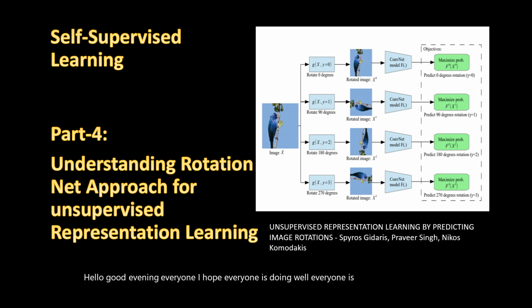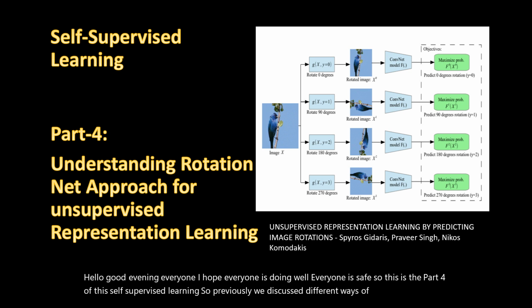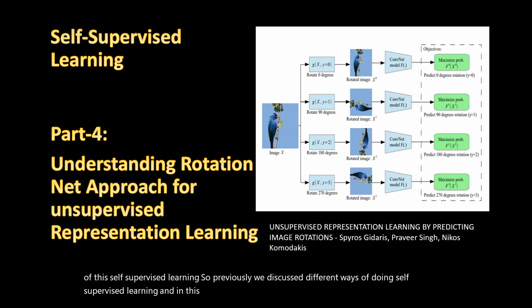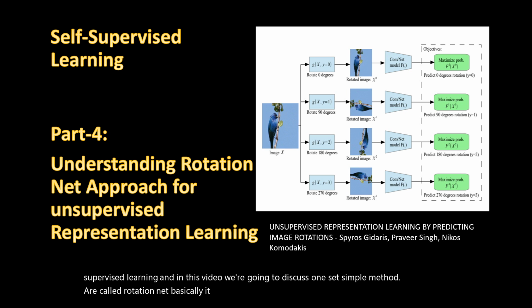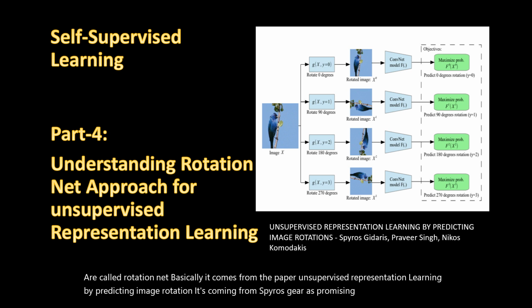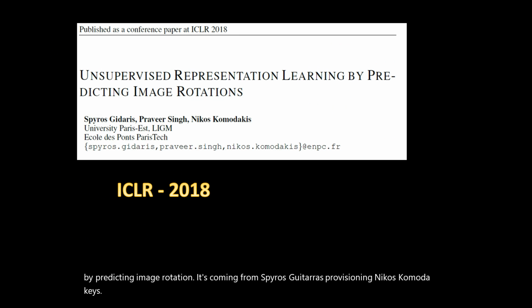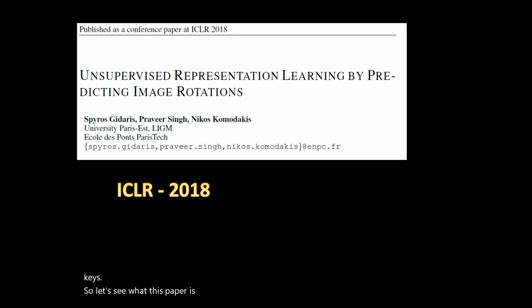So, this is part 4 of self-supervised learning. Previously we discussed different ways of doing self-supervised learning, and in this video, we are going to discuss one such simple method called RotNet. It comes from the paper Unsupervised Representation Learning by Predicting Image Rotation, by Spyros Gidaris, Praveer Singh, and Nikos Komodakis. So let's see what this paper is about. It was published in ICLR 2018.